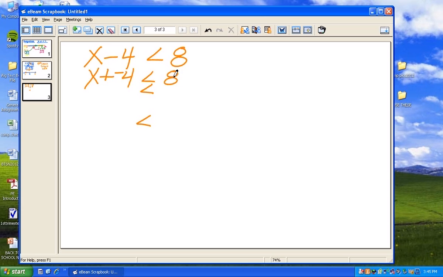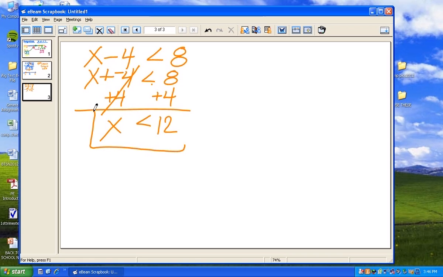Now I'm going to move my negative 4. I want it gone. So I'm going to add the opposite. The opposite of negative 4 is positive 4. And I'm going to add it to both sides. And I'm left with, this makes a 0 pair, so I'm left with the x on this side. I have my less than symbol, and 8 plus 4 is 12. Okay, and so this is the answer that I solved for.